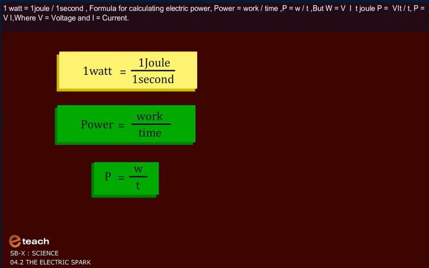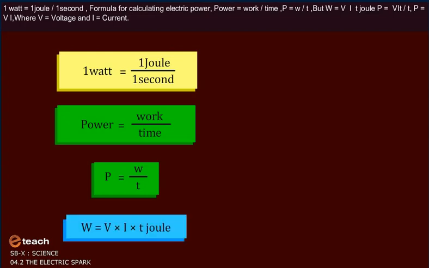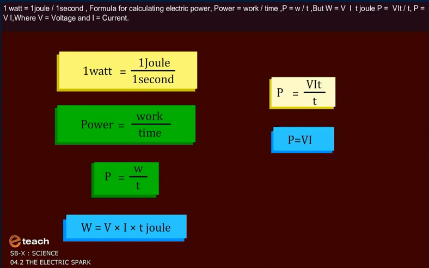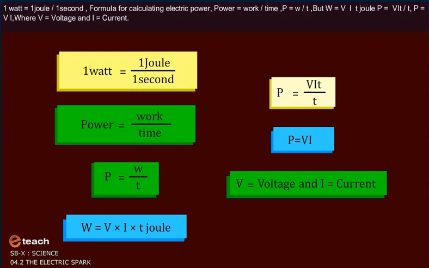But W is equal to V into I into T joule. So P is equal to VIT upon T. That is, P is equal to VI, where V is equal to voltage and I is equal to current.